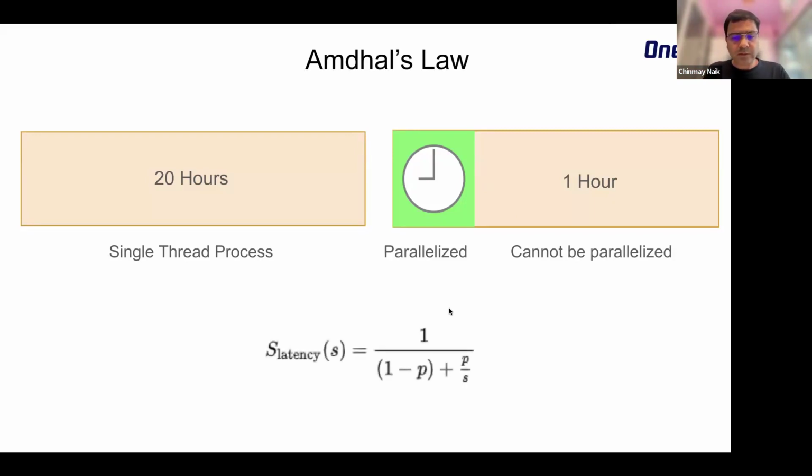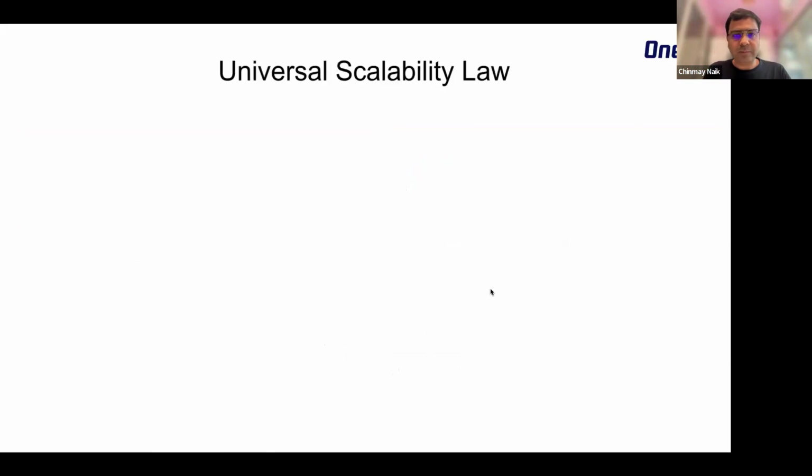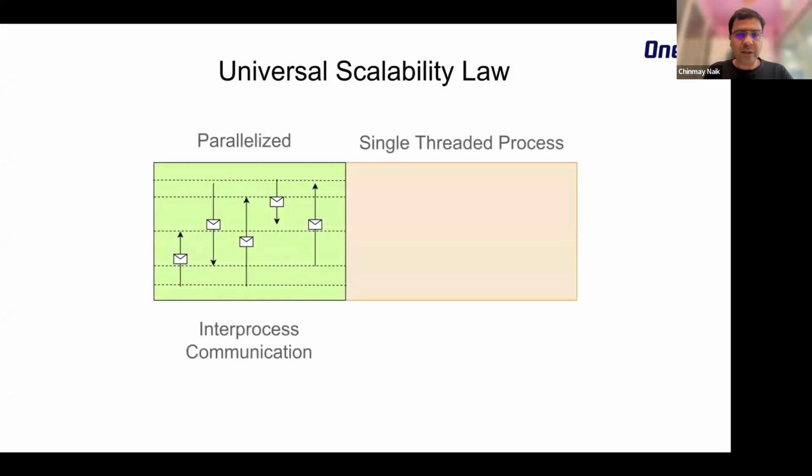So I won't go into the formula here, but similar to that, a general case of Amdahl's law is the universal scalability law, right? It talks about the same thing. Imagine again a single program where this part is a single-threaded process, meaning the yellow portion cannot be parallelized. And this part of the program can be parallelized.